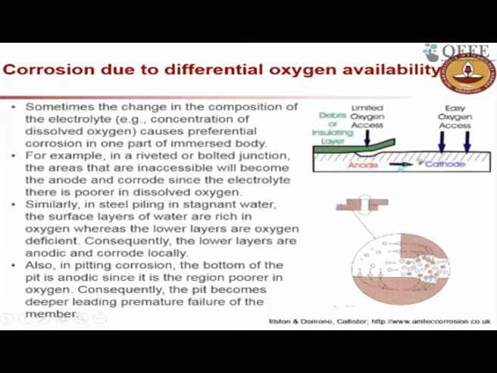So you can generate a battery here, or a corrosion cell, where the area below the washer functions like an anode and an area away from that functions like a cathode. And it is functioning like an anode because of the depletion of the oxygen concentration over here.